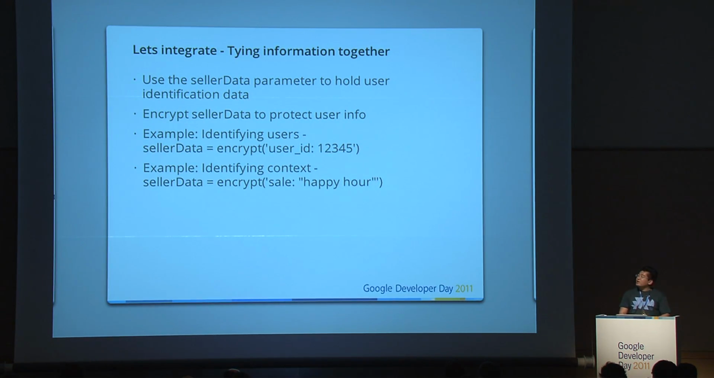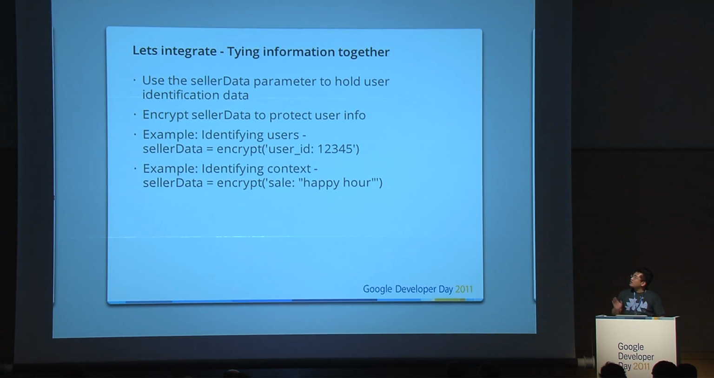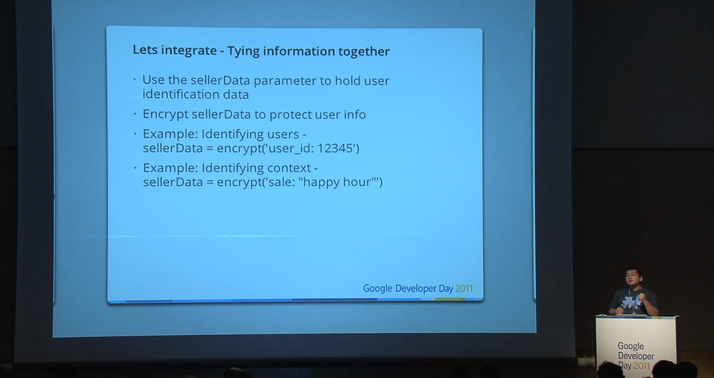So that's pretty much the entire flow for in-app payments, but there are a few other things to pay attention to. With the seller data that I was referring to earlier, you can do a few things. It's primarily used to tie information from the client back to your server, and you can use it to do things like identifying the user. So you can say that this user purchased this good and record that on your server. You can also say this user made a purchase on this sale and pass that back to your server as well. But because all this information passes through the client, you should always be sure to encrypt it.